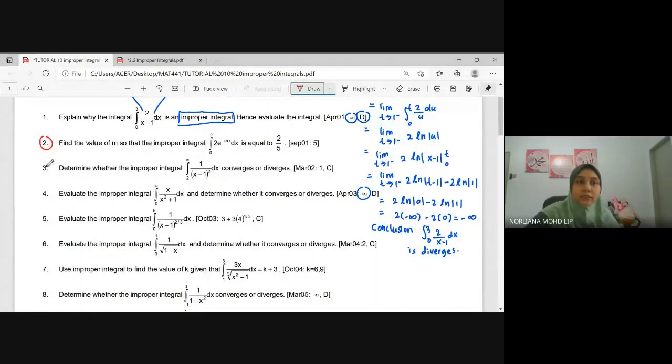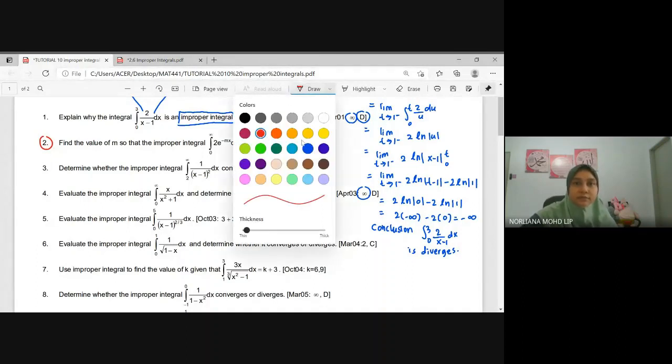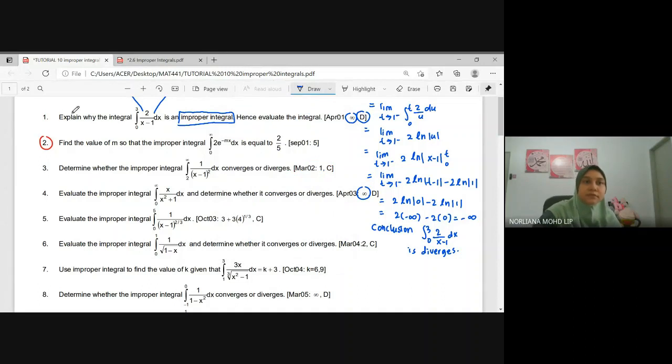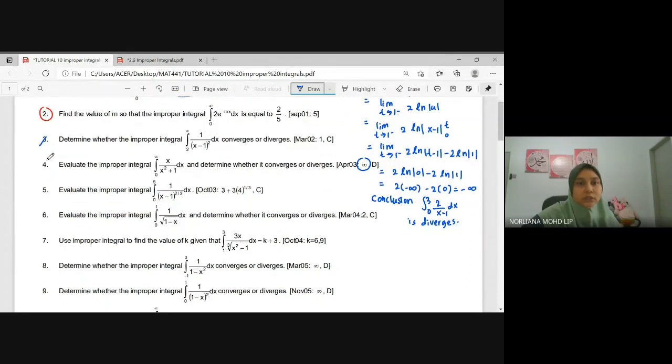Okay, cuba tengok nombor 3. Tengok lagi satu contoh nombor 3 ni. Tadi buat nombor 1. Okay, determine whether this improper integral converge or diverge. First awak kena check dia punya denominator, integrand. So dia discontinuous at x equal to 1. Kalau yang ni tak perlu check lagi sebab ini terus dah ada infinity kan.